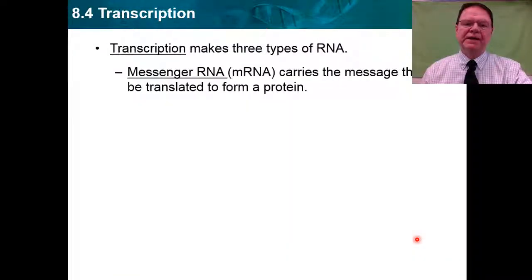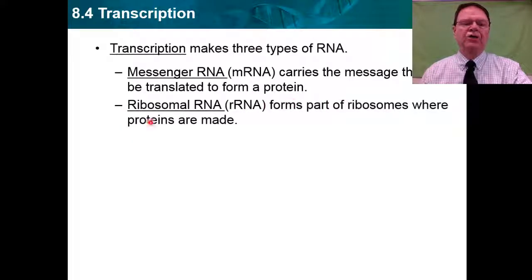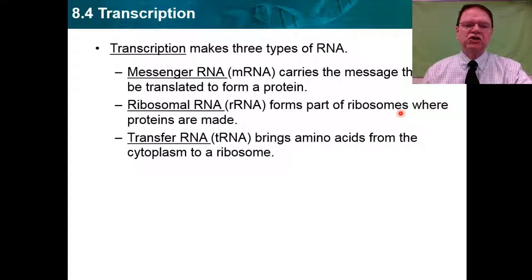And transcription makes three types of RNA. The first is messenger RNA, which carries the message that's later going to be used to produce a protein. There is ribosomal RNA, which forms part of the ribosomes where proteins are made out in the cytoplasm. The ribosomes themselves will be manufactured within the nucleus itself in the nucleolus. And then finally, transfer RNA. These are molecules that will actually shepherd the amino acids from the cytoplasm to the ribosome so that proteins can be made.